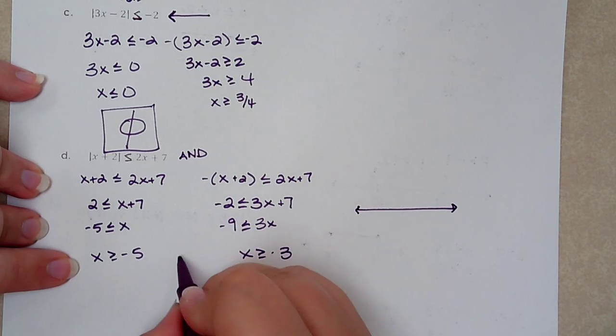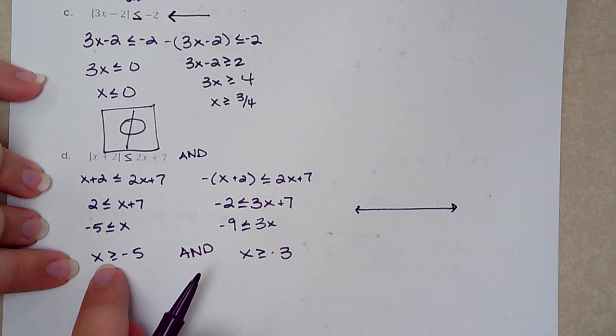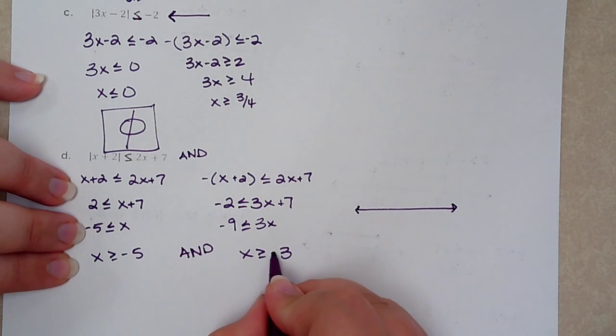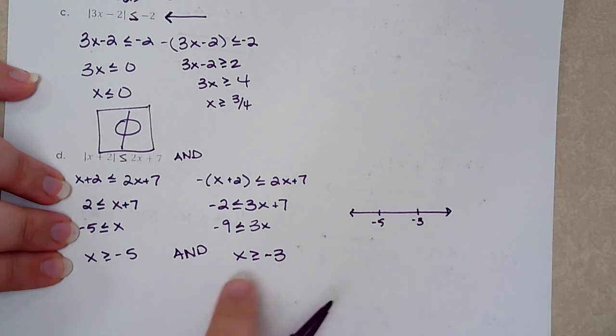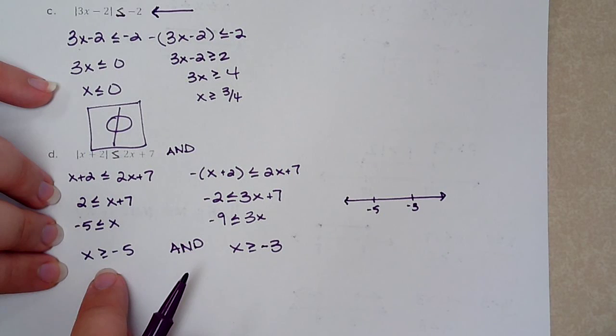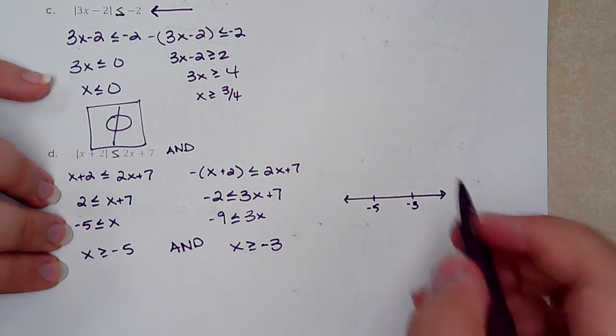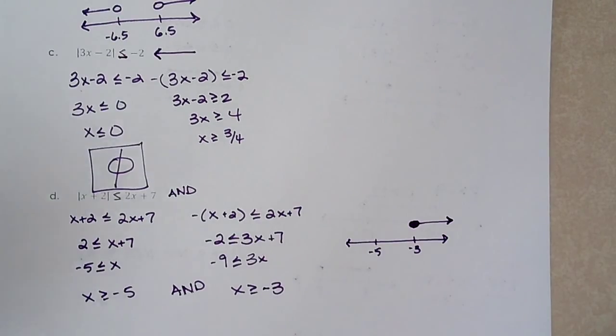So if it has to be greater than -5 and greater than -3, all numbers greater than -3 fit greater than -5, but not all numbers greater than -5 fit numbers greater than -3. So our graph is going to look like this.